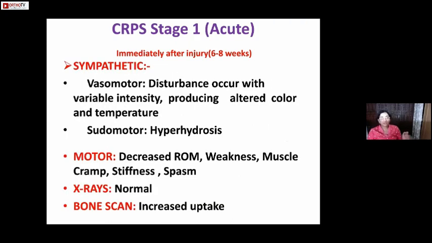There is associated sympathetic dysfunction in the form of vasomotor disturbances of variable intensity, producing altered color and skin temperature, and altered pseudomotor function in the form of increased sweating, and altered motor function in the form of weakness, muscle cramps, stiffness, and spasm. The X-rays look normal in this stage, and bone scan may demonstrate increased uptake, but it does not have any prognostic value.